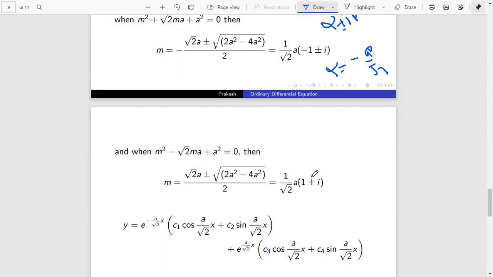Similarly, we get the roots in the second factor. For the second factor, alpha is nothing but 1 by root 2 a, and beta is again 1 by root 2 a. Therefore, for the second factor we write plus e power a by root 2 x, c3 cos a by root 2 x plus c4 sin a by root 2 x.